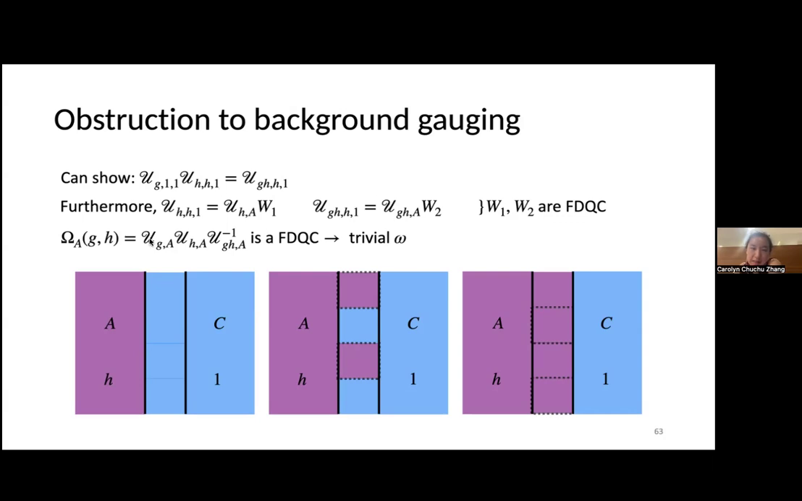And so what this says is that if we could background gauge this symmetry, then the second cohomology class has to be trivial. Because we already evaluated the second cohomology class for our particular D2 symmetry and found that it's non-trivial, that means that we can't even background gauge the symmetry. We can't even couple it to background gauge fields. And we can't define defect Hamiltonians, and we can't move those defects using local unitaries in a consistent way.